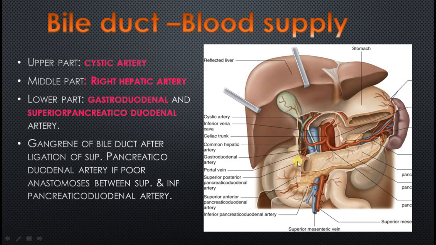then the lower part of the bile duct does not receive adequate blood supply, and it might lead to gangrene, or it might get fibrosed, forming a stricture, and thereby the bile duct will not be able to deliver bile into the second part of the duodenum. So if this vascular anastomosis is poor, it might lead to gangrene of the bile duct if the superior pancreaticoduodenal artery is ligated.